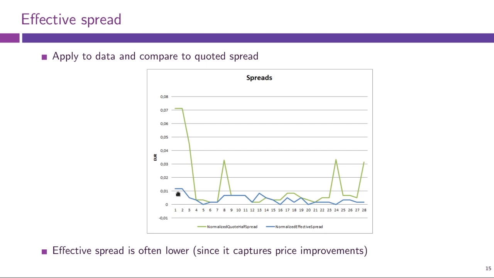And you can see that since it captures price improvements, it does not have this outlier for the first three transactions. And so the spread is actually a lot more uniform. Furthermore, the effective spread is generally lower because it captures price improvements, but it's higher than the quoted spread for this one transaction because it captures also the price impact of large trades.